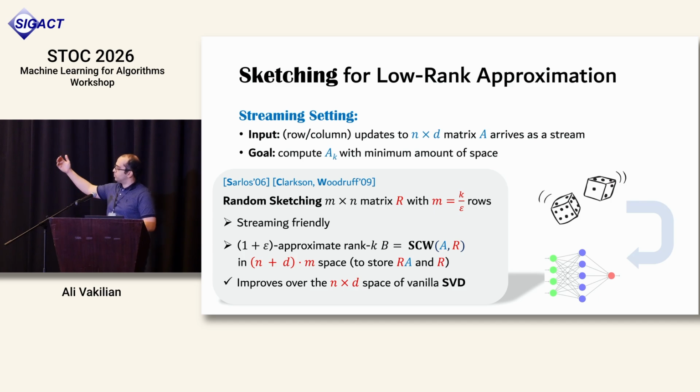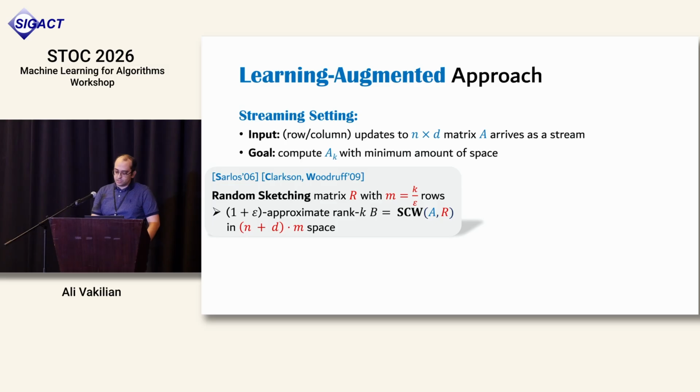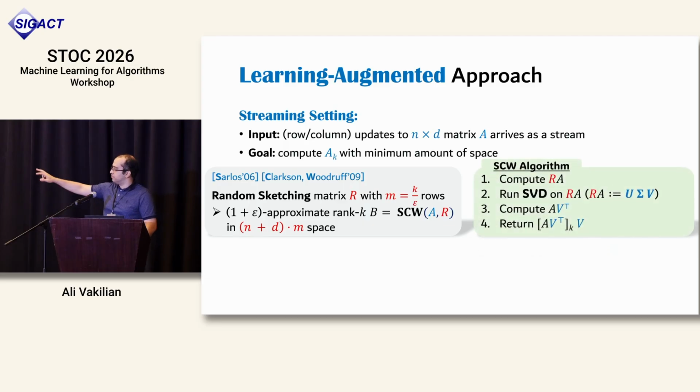But now our hope is: what if we try to replace this randomness by learned bits? So basically, we look at this algorithm by Sarlos and Clarkson and Woodruff. They pick a random matrix R and then run the following algorithm. They compute R times A, then run SVD on RA, and then compute A V transpose, where V is the right singular vectors from the singular value decomposition of R times A. And then we return the rank K approximation of A V transpose times V. Okay, so this is the algorithm.